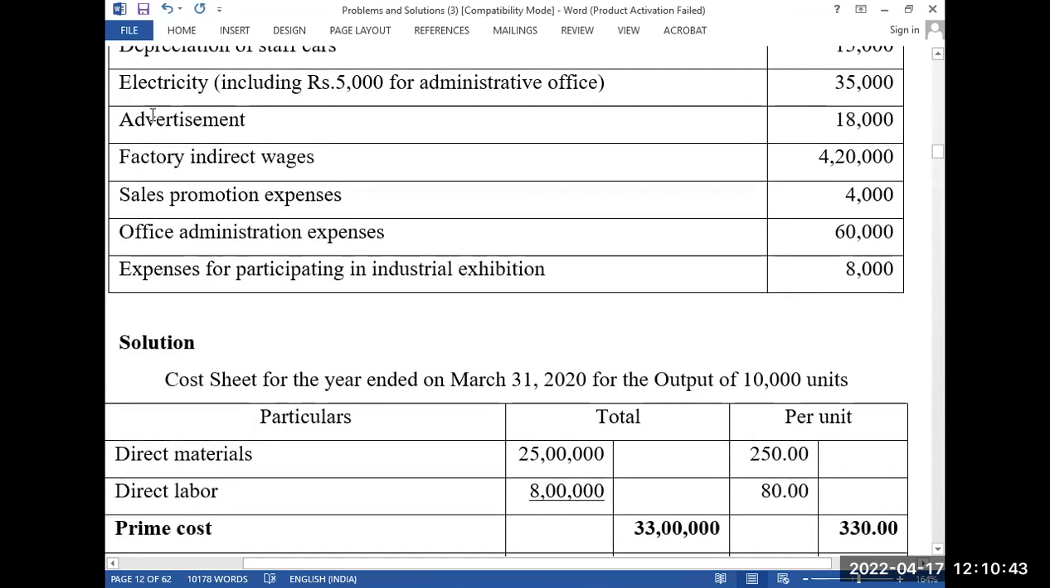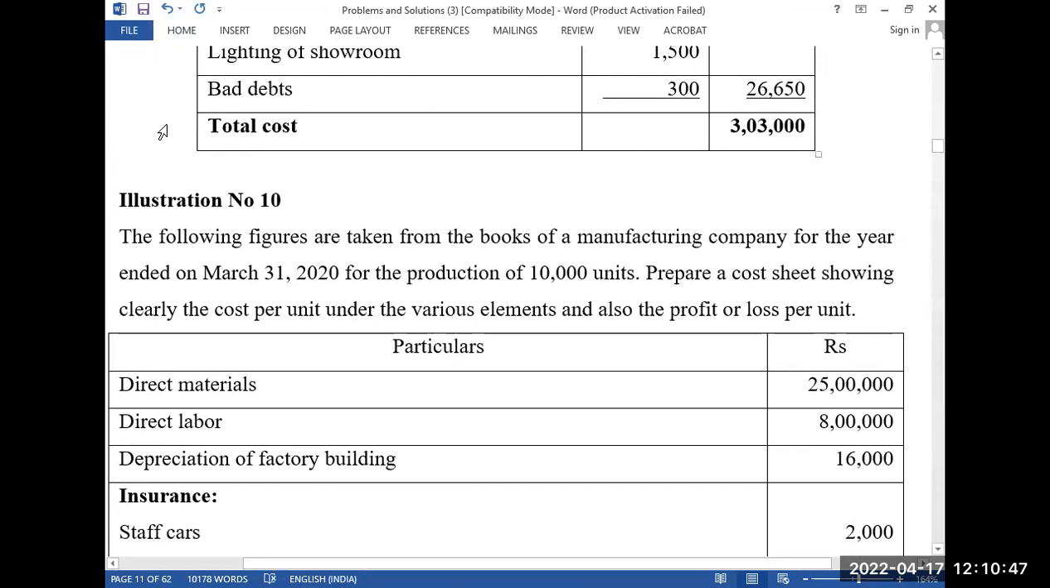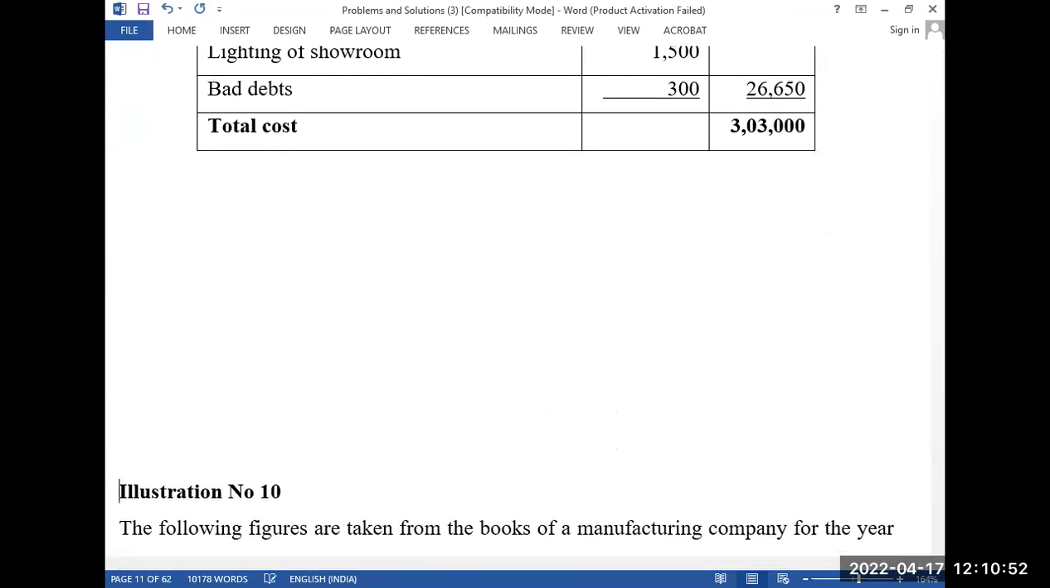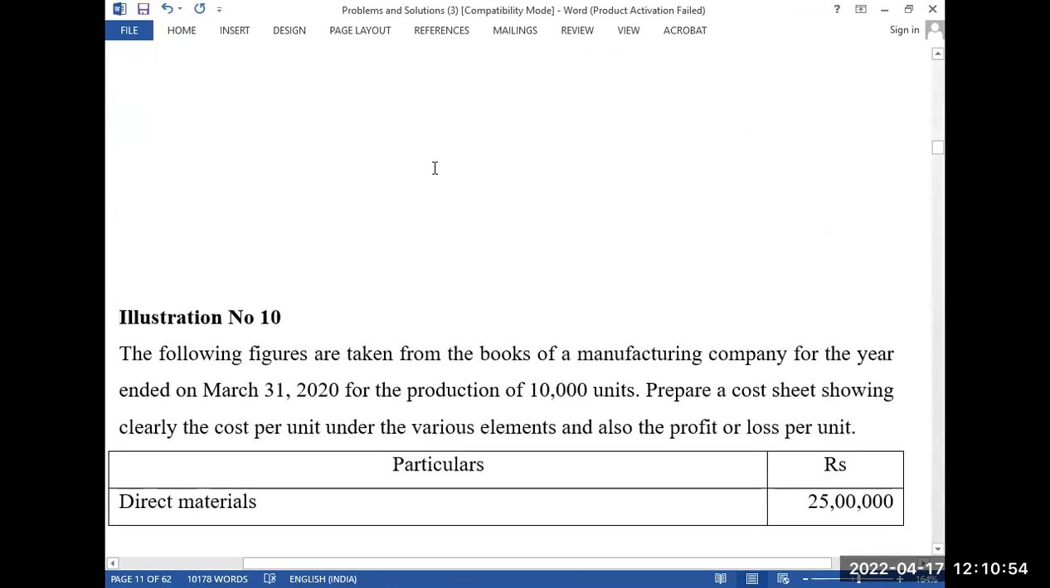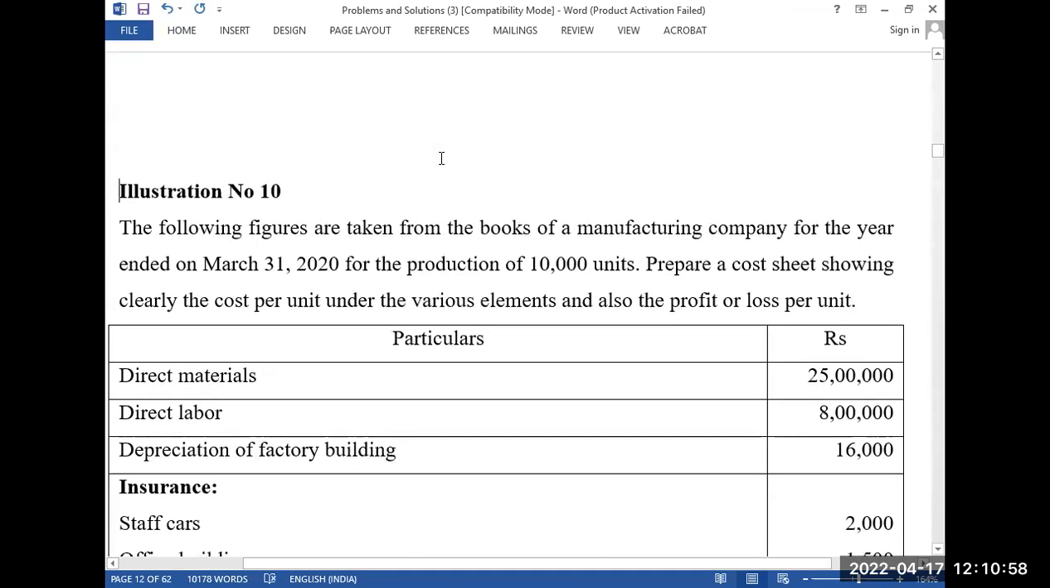Yeah, in this case it is there. Number of goods, number of items produced is given. Okay, let us take this question. I'll explain to you. Look at this illustration number 10. Can anyone online read the question for all of us?